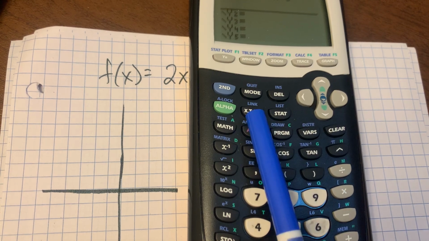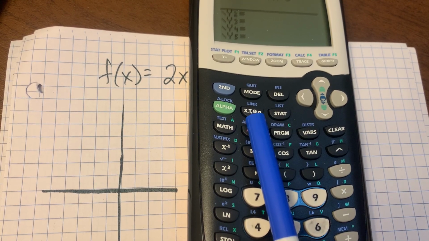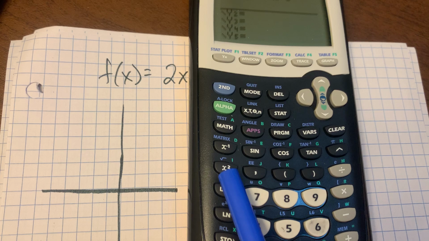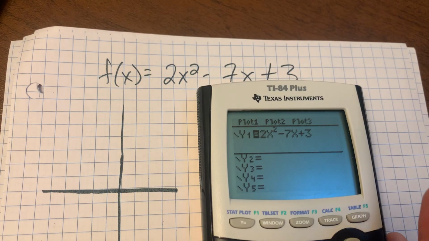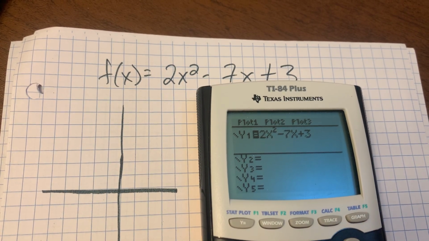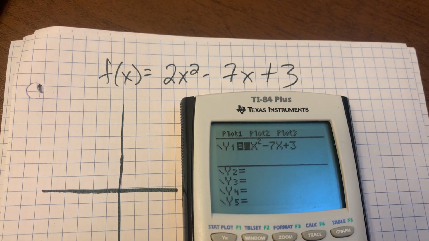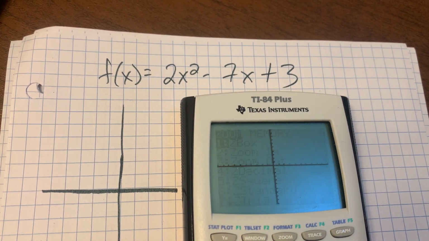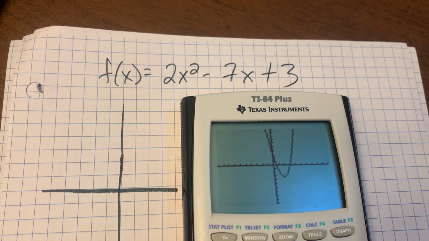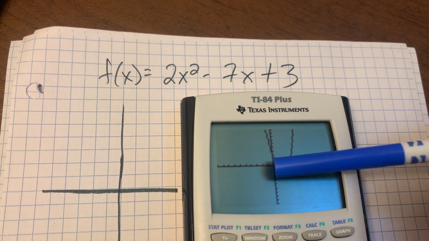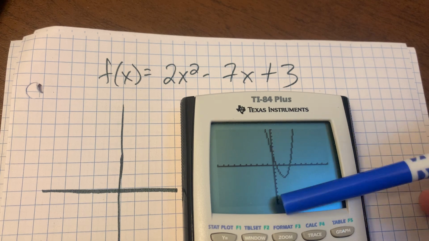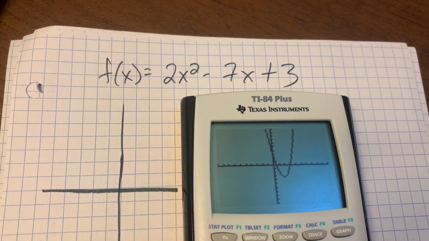We're going to use this little guy next to alpha for our variable, and I also like to use the squared button. So we've got 2x squared minus 7x plus 3. I'm going to do zoom 6 to look at a standard view of this thing. That means each tick mark represents one unit. So going out from the origin, we're going 10 in each direction. This is a pretty good picture.